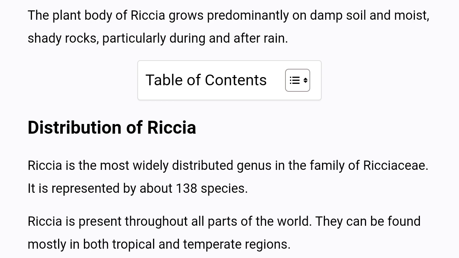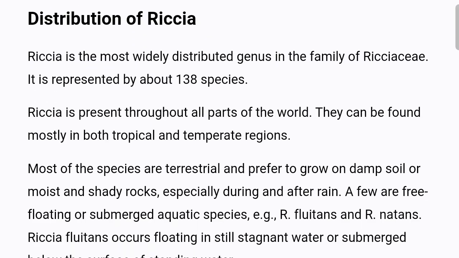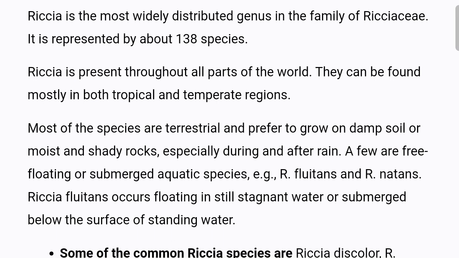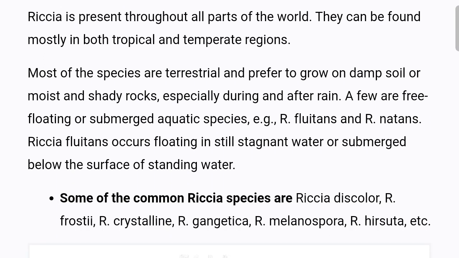Distribution of Riccia. Riccia is the most widely distributed genus in the family Ricciaceae. It is represented by about 138 species. Riccia is present throughout all parts of the world. They can be found mostly in both tropical and temperate regions.